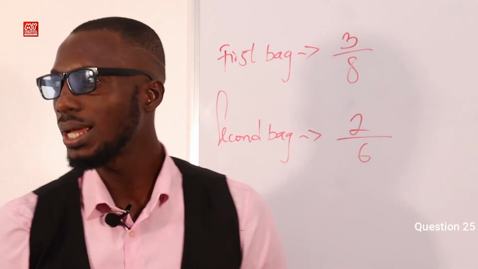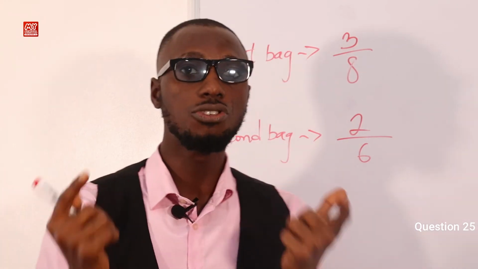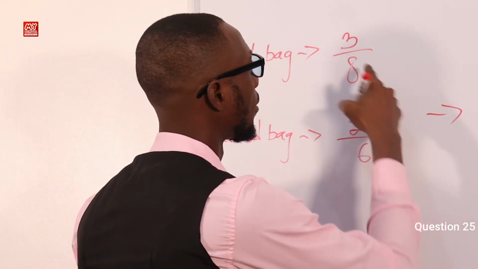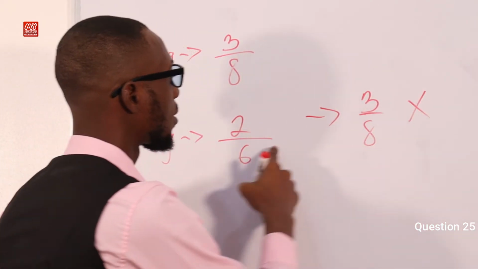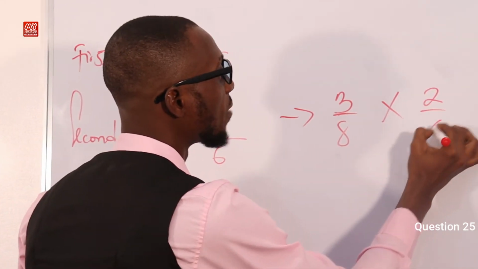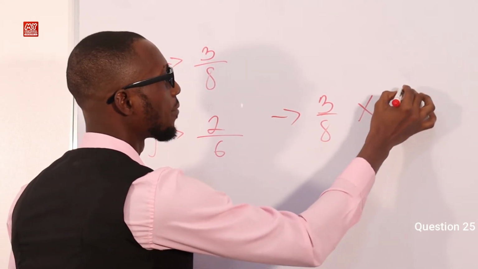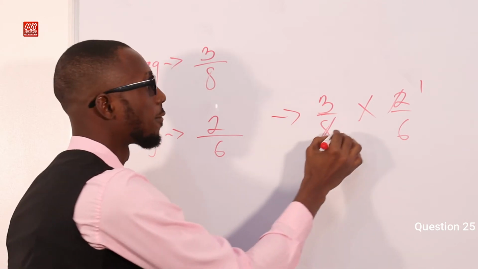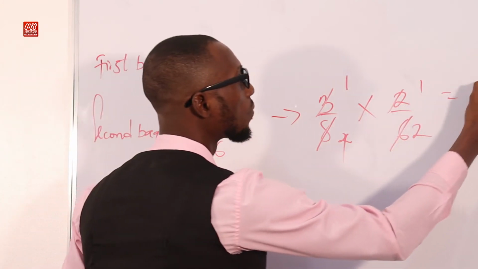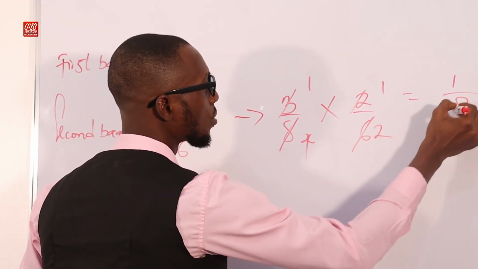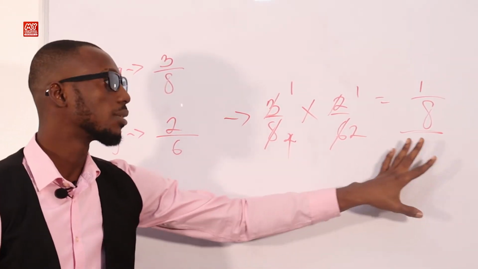So the question requires the probability that both balls are blue if one ball is drawn from each bag. From the first bag, that will be 3/8, right? Times the second bag, 2/6. This is very easy. You just have to follow the steps and you will get it right. I have 2 here, 1, 2 here, 4. 3 here 1, 3 here 2. 1 times 1 we have 1, 4 times 2 we have 8. So since one ball is being drawn from each bag, the probability that both balls are blue is 1/8.